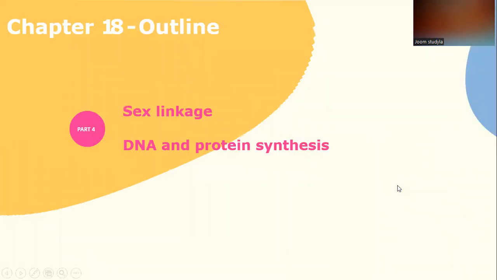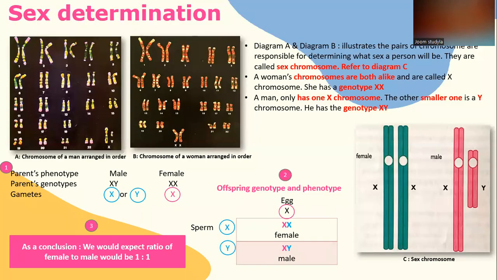In this chapter, you will study sex linkage and DNA and protein synthesis. Sex determination. This slide is explaining diagram A and diagram B on the left-hand side, which illustrate the pair of chromosomes responsible for determining what sex a person will be. They are called sex chromosomes.